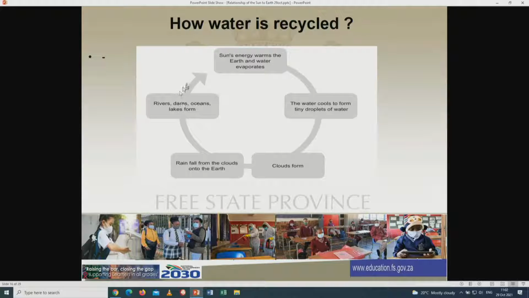So the cycle will continue like that. As long as there is sunshine or sunrise, the sun's energy will warm the earth and water will still evaporate. The water will cool down to form tiny droplets. Clouds will be formed. Rain falls from the clouds onto the earth, and rivers, dams, oceans, and lakes are filled or formed. The cycle will continue, and that is why it is named the water cycle.